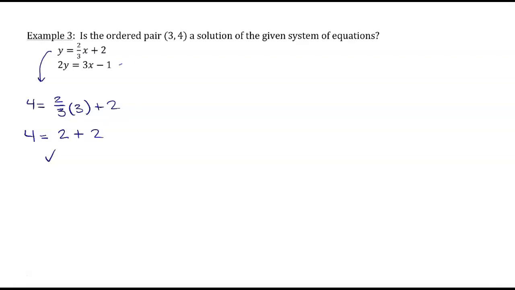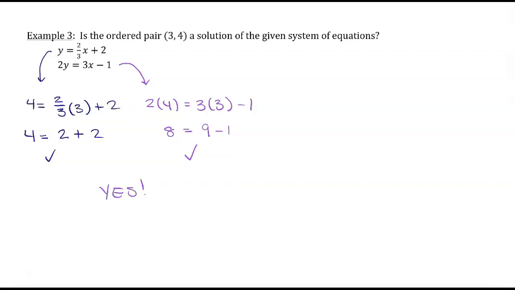Now let's look at the second one. We'll substitute 4 for y and 3 for x. Simplifying, this becomes 8 equals 9 minus 1. This is also a true statement, so the ordered pair (3, 4) is a solution to the second equation. Since the ordered pair is a solution to both equations in this system, it is a solution to the system.